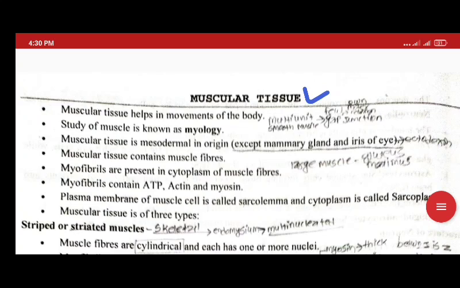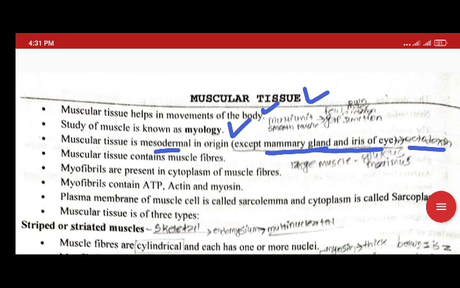That we will discuss in the nervous system. First come back to muscular tissue. We already know that muscular tissue is mesodermal in origin, and it helps in movement of the body, and its study is called myology. It is present everywhere in the muscles, except the mammary gland and the iris of the eye, which are ectodermal. So if cancer of the mammary gland, what should we say?